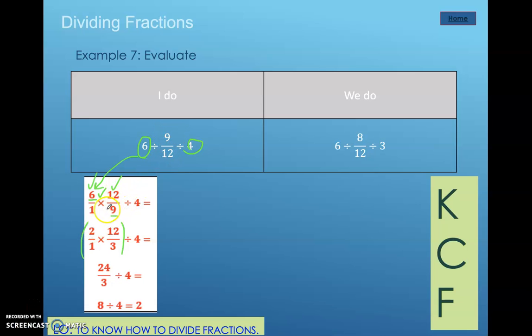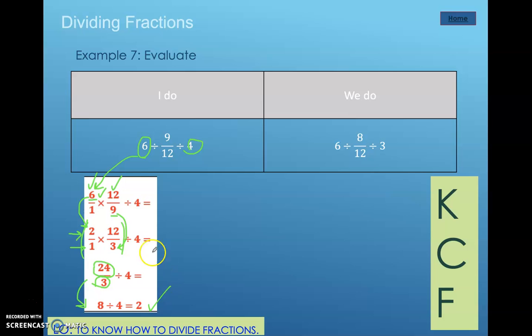So now we've looked at our 6 and our 9, and the 6 can be divided by 3 to give us 2. The 9 can be divided by 3 to give us 3. So now we multiply top by the top, and it gives us 24. Multiply the bottom by the bottom, which gives us 3. So now we've got 24 divided by 3. How many times was 3 going into 24? It's 8 times. So now we do 8 divided by 4. We know that equals 2.